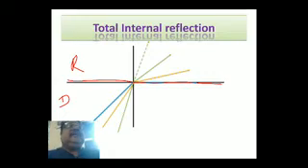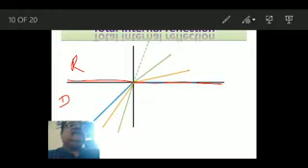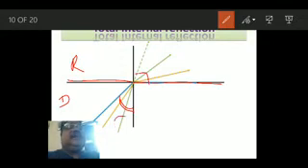So, this particular value of angle of incidence in the denser medium, for which the corresponding angle of refraction in the rarer medium is just 90 degree, is called critical angle, C.